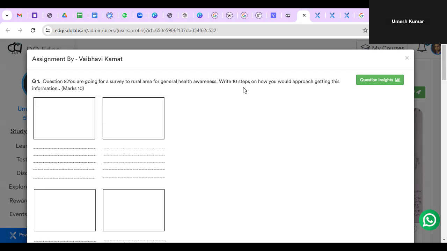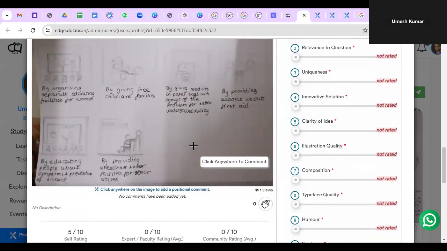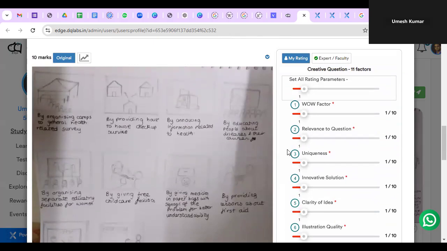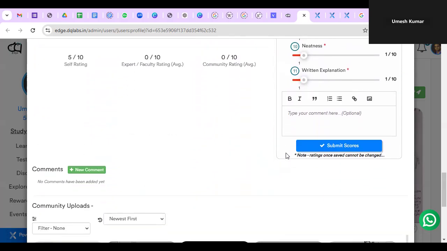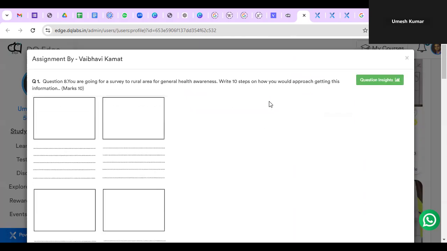They're not asking about 10 different ways you can approach the problem. They're asking for 10 steps on how you would approach getting this information. Understood, Vaibhavi? Yes, sir. So that's the problem. You're telling different ways you can collect, but you're not talking about the steps involved. That's a major problem.